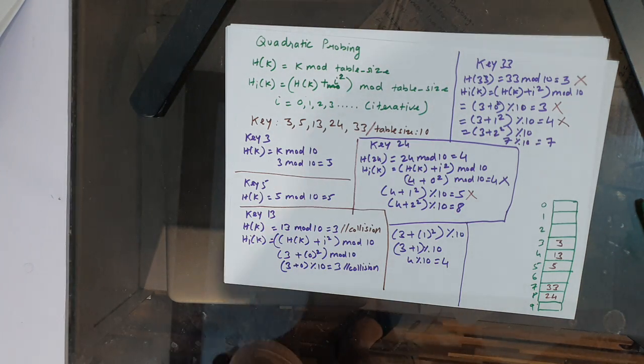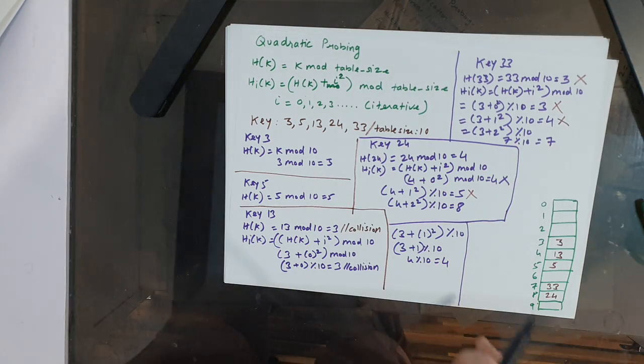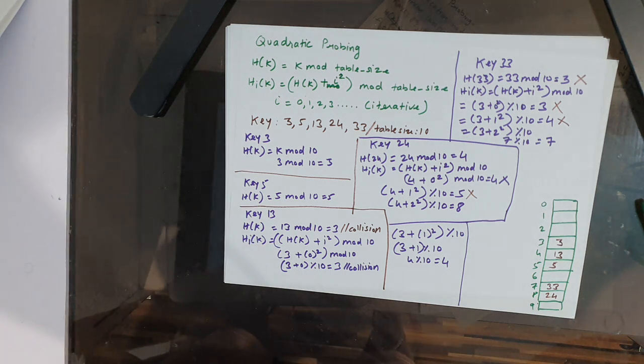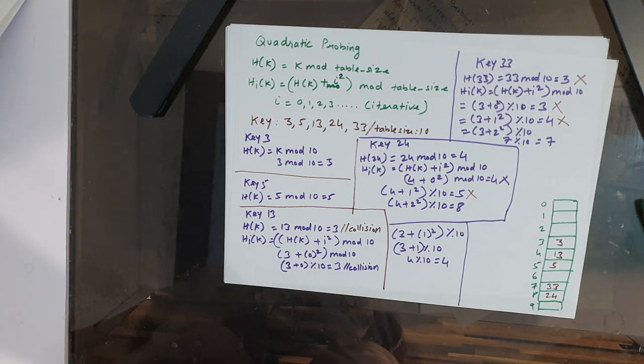So that's how we solve the quadratic probing problem. This is your quadratic probing. Remember, instead of normal i, we are going to use i square. That's the difference between linear probing and quadratic probing.